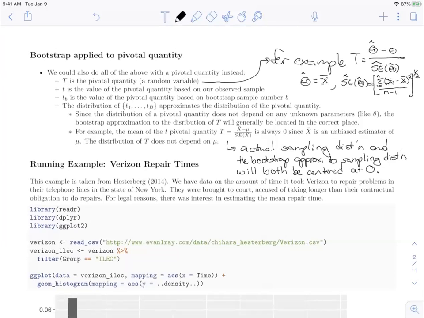So this is a nice thing about using a pivotal quantity. It means that we have to worry less about characteristics of the bootstrap when we're basing things on pivotal quantities.